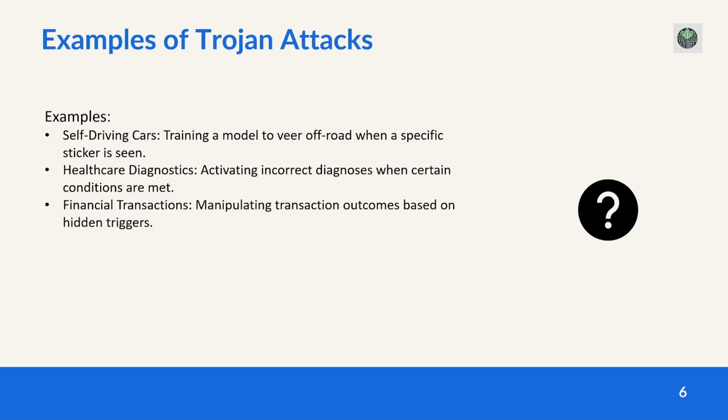So let's look at some real world examples to understand how these Trojan attacks can be carried out. In self-driving cars, a Trojan attack could cause the vehicle to veer off the road when it encounters a specific sticker or image. In healthcare, certain conditions could be misdiagnosed if a hidden trigger is activated by specific input parameters regarding the patient's health. In financial systems, Trojans might manipulate transactions when specific inputs are met, potentially causing large-scale disruptions and loss of monetary value. These examples show how Trojan attacks, while hidden, can have very serious consequences in real-world applications.